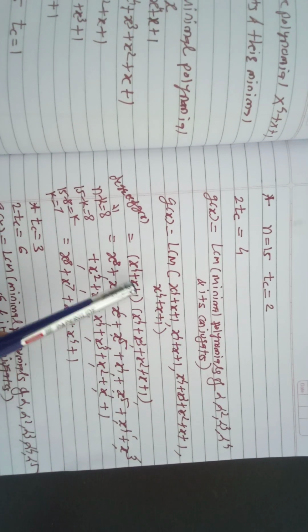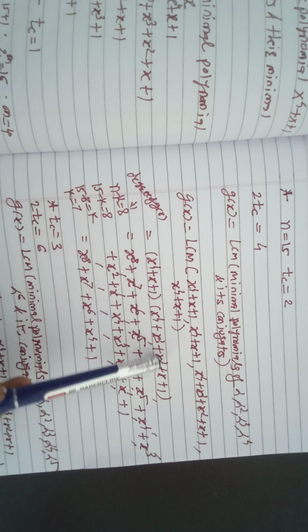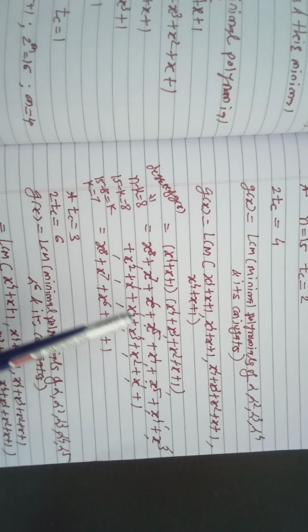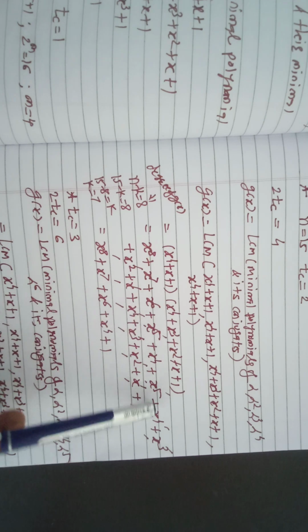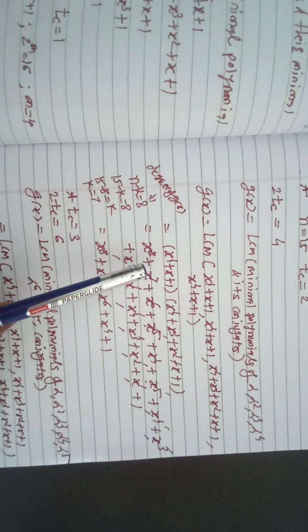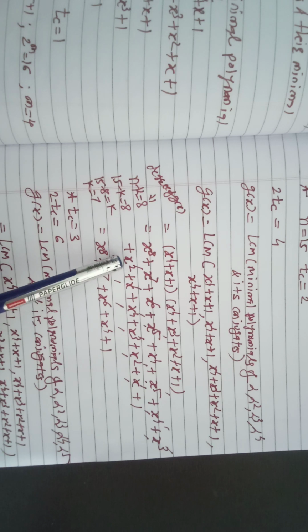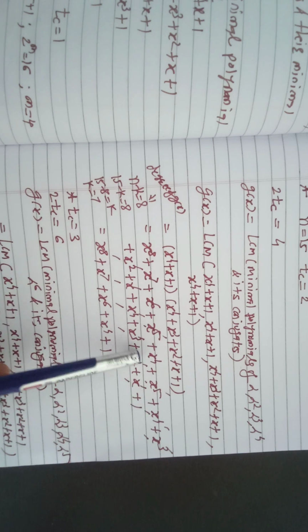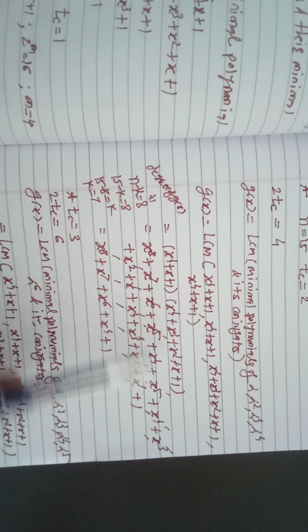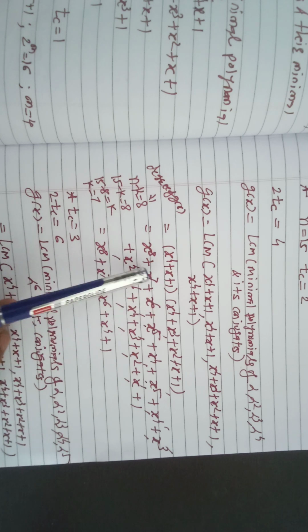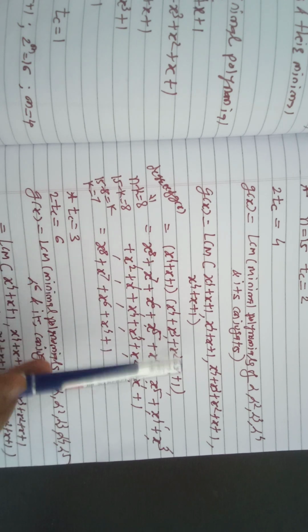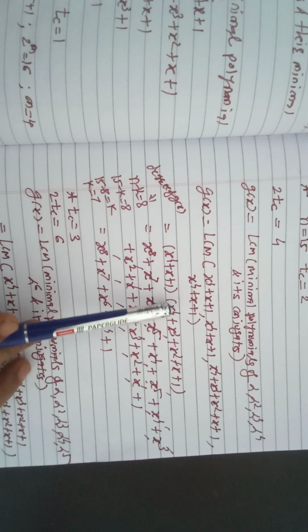Among these 3 you are taking 1 only. Then you have to multiply these two brackets. If you multiply these two brackets, the common terms will get cancelled out. So let us do the multiplication.